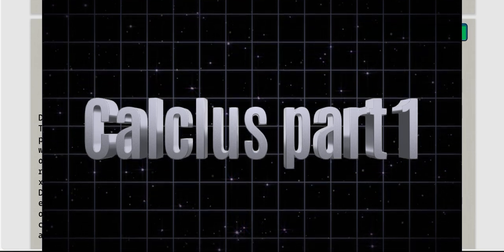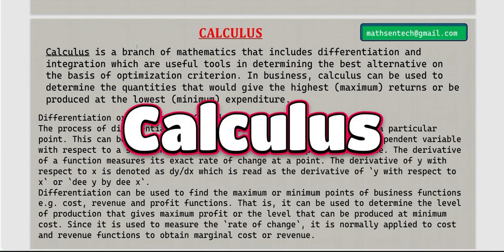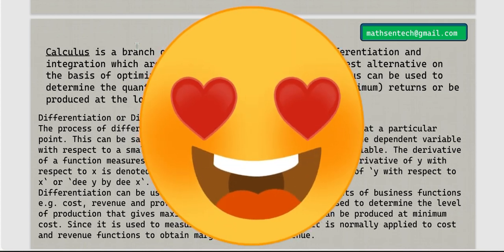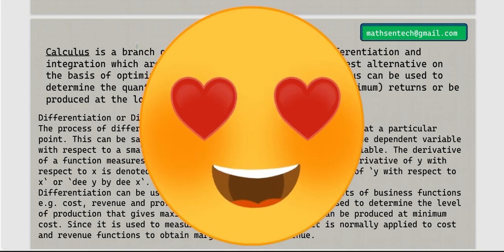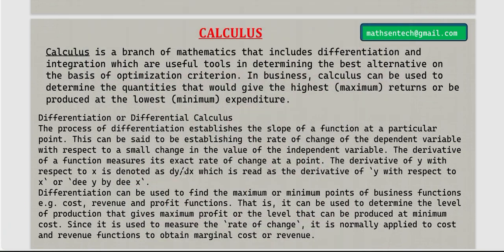We're going to be dealing with calculus today, and this is one of my favorite topics, and we're going to see why. Calculus is a branch of mathematics that includes differentiation and integration. The derivative of y with respect to x is denoted by dy by dx, which is of course read as the derivative of y with respect to x, or dy by dx.